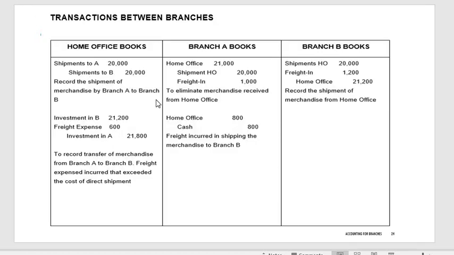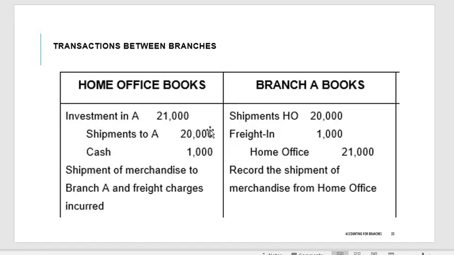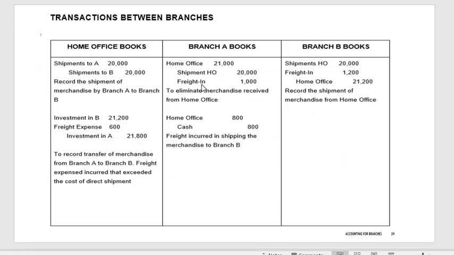Okay, so the moment it was transferred, branch A was instructed to transfer it to branch B. So in the transfer, let's take branch A's side first. It debits home office, and then credits shipments from home office and credits freight claim. So actually, its entry, the time it was shipped from the home office, is just reversed. But because it paid the freight, the additional entry for it is debit home office, credit cash.